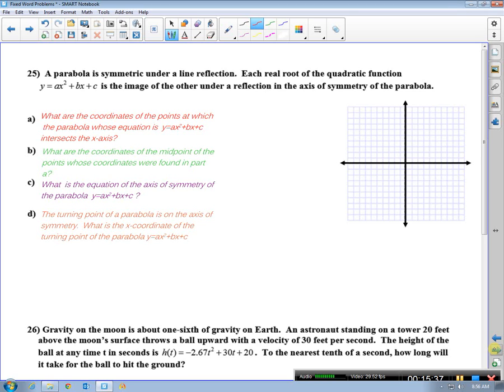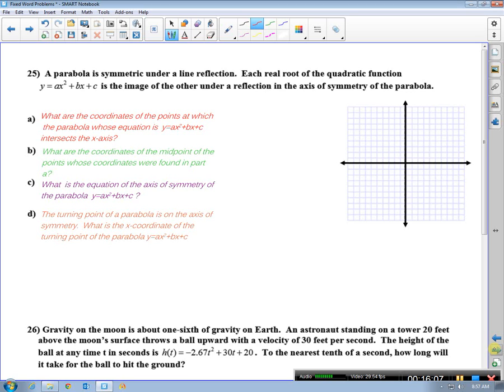So 25 goes through a bunch of parabola formulas, if you will. It says something we already know. A parabola is symmetric under a line reflection. Each real root of the quadratic function y equals ax squared plus bx plus c is the image of the other one under a reflection in the axis of symmetry.